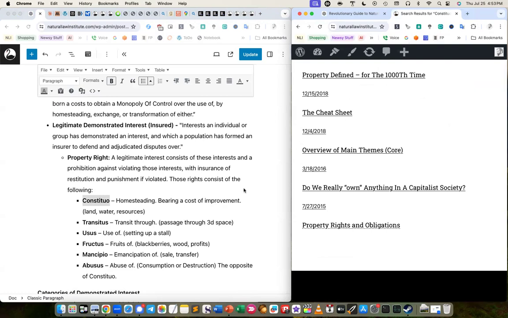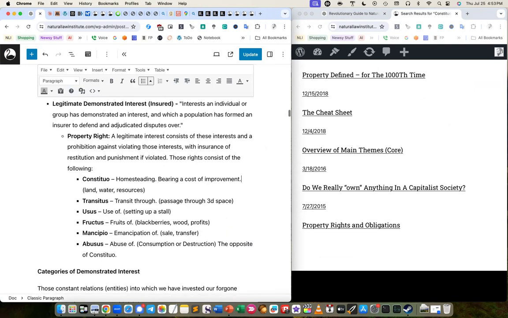The thing stuck in my head was, you have settled it, homesteaded it, right? That's created something of it. You've converted it. Then you can move through it. You can make use of it. You can bear the fruits of it. You can transfer it. You can harm it.